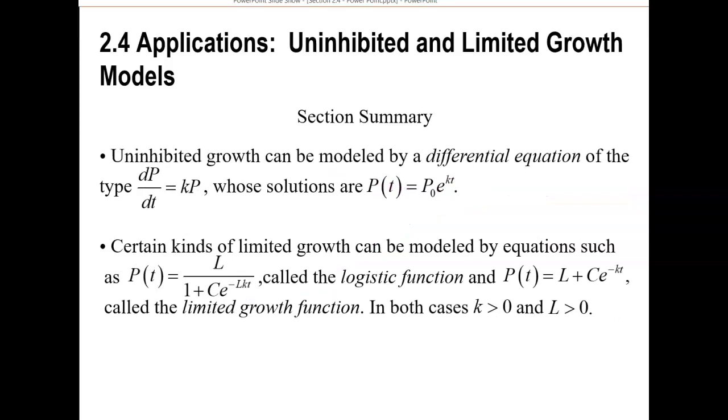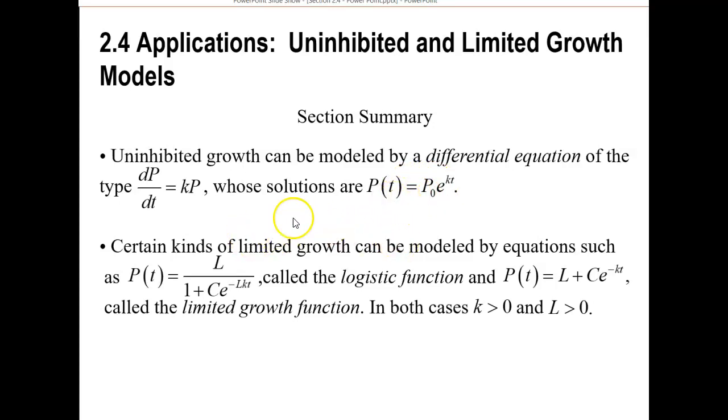All right, so our summary of this section, 2 models. Uninhibited growth can be modeled by what we call a differential equation of the type dP/dt = kP. In other words, the derivative of P with respect to t equals a constant times P. And the solution to that is P(t) = P0, or initial value, times e^(kt). So when you have uninhibited growth, that's the model that we use.